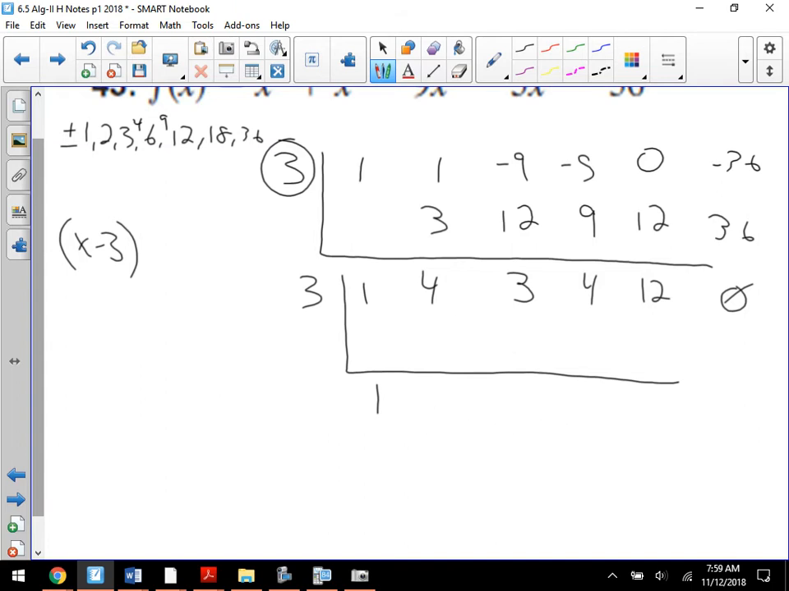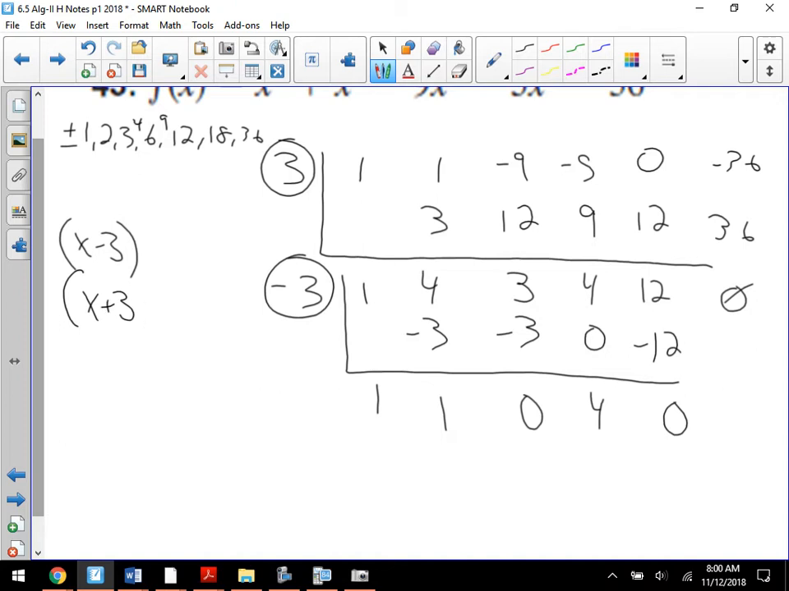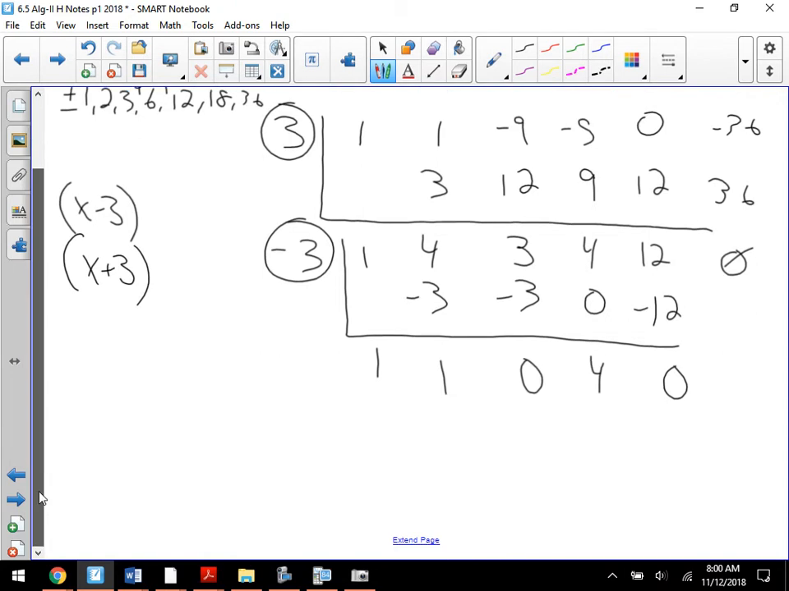So then I go to the next number, which was negative 3. Negative 3, 1, negative 3, 0, 0, 4, negative 12, 0. Good. So now I also have a 0 at negative 3. So I have x plus 3. Now I'm down to a third degree polynomial.